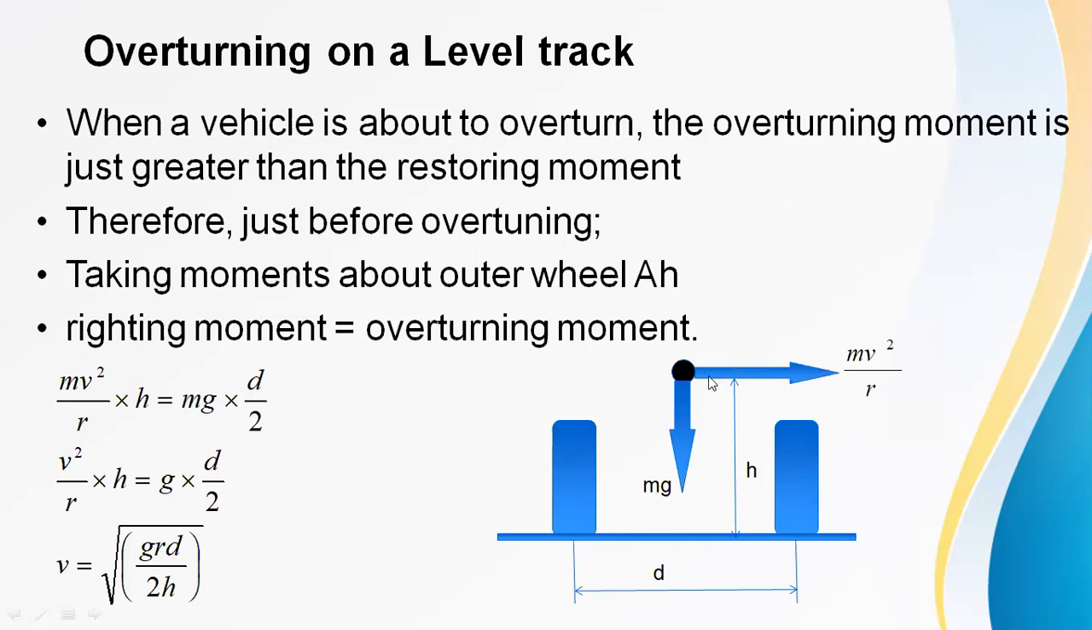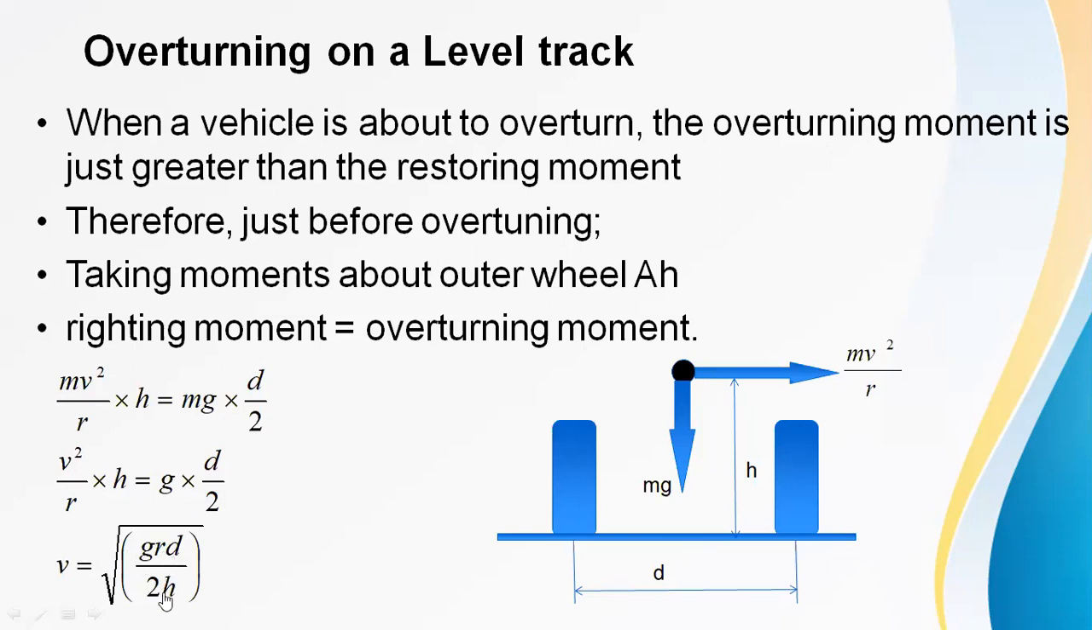The other one, which is a clockwise moment, is centrifugal force times the height of the center of gravity above the ground. So we have mv squared divided by r multiplied by this height. If you notice, on both sides the mass is common, so the mass can cancel out. Then you have v squared over r times h being equal to g multiplied by d over 2. Now from this, you can just make v the subject.